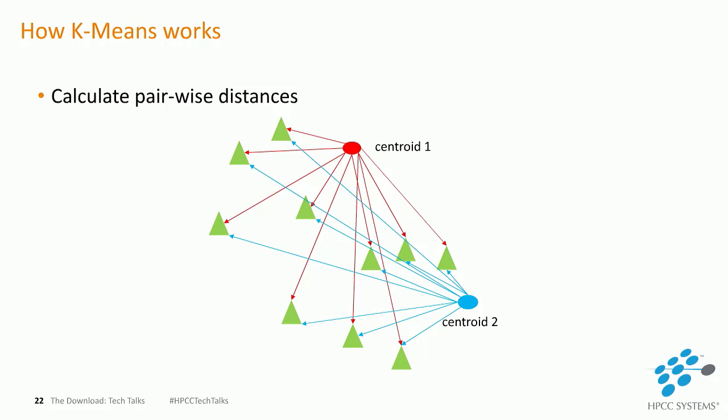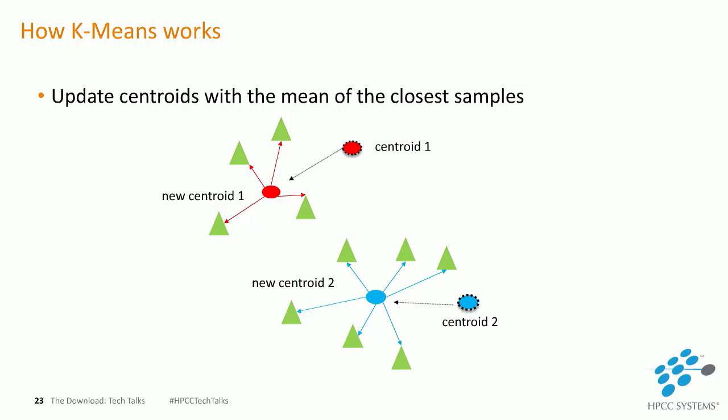With the distances in mind, the next step is to choose the closest samples to each centroid and use those samples to take the new mean as the new position for the centroid. As seen in the picture, the red centroid, centroid 1, is dragged by the closest samples from the top right to a little bit lower left. And the blue centroid is dragged by its closest samples from the bottom right to a little bit upper left.